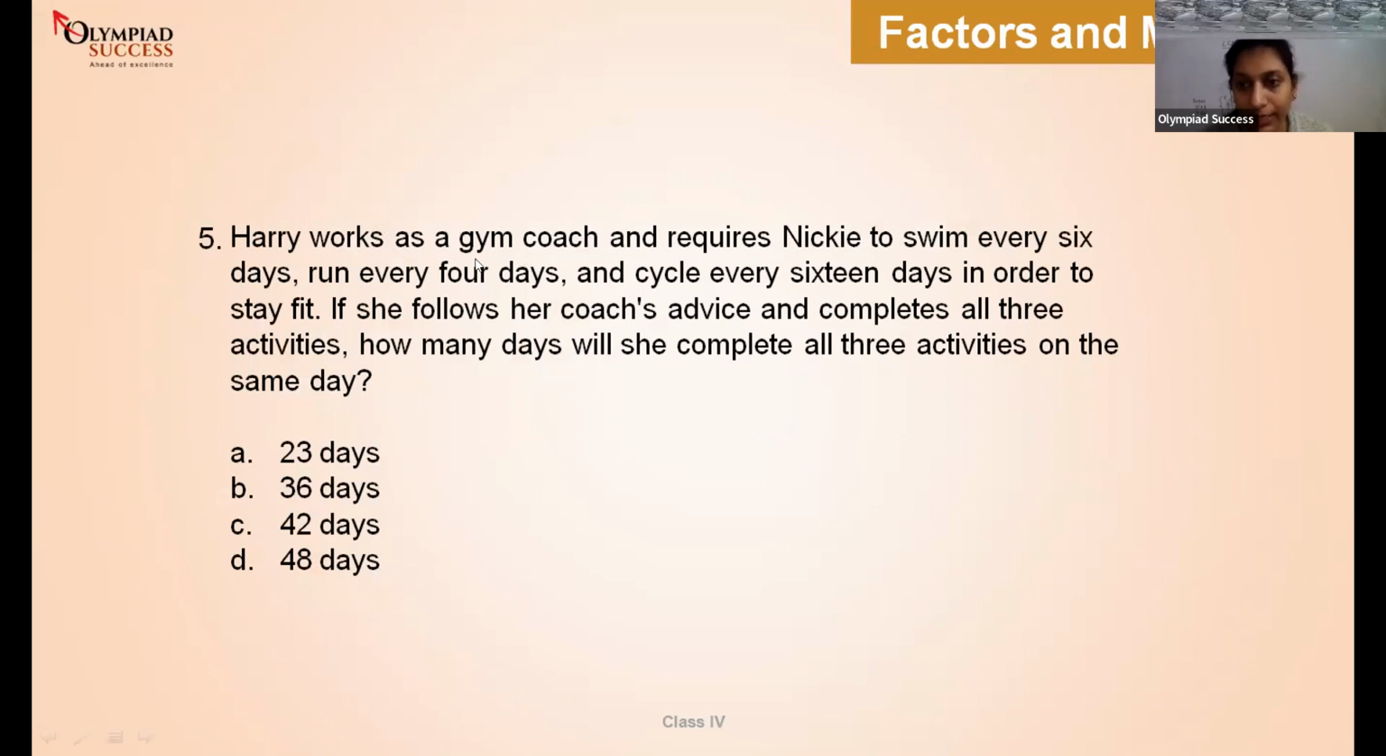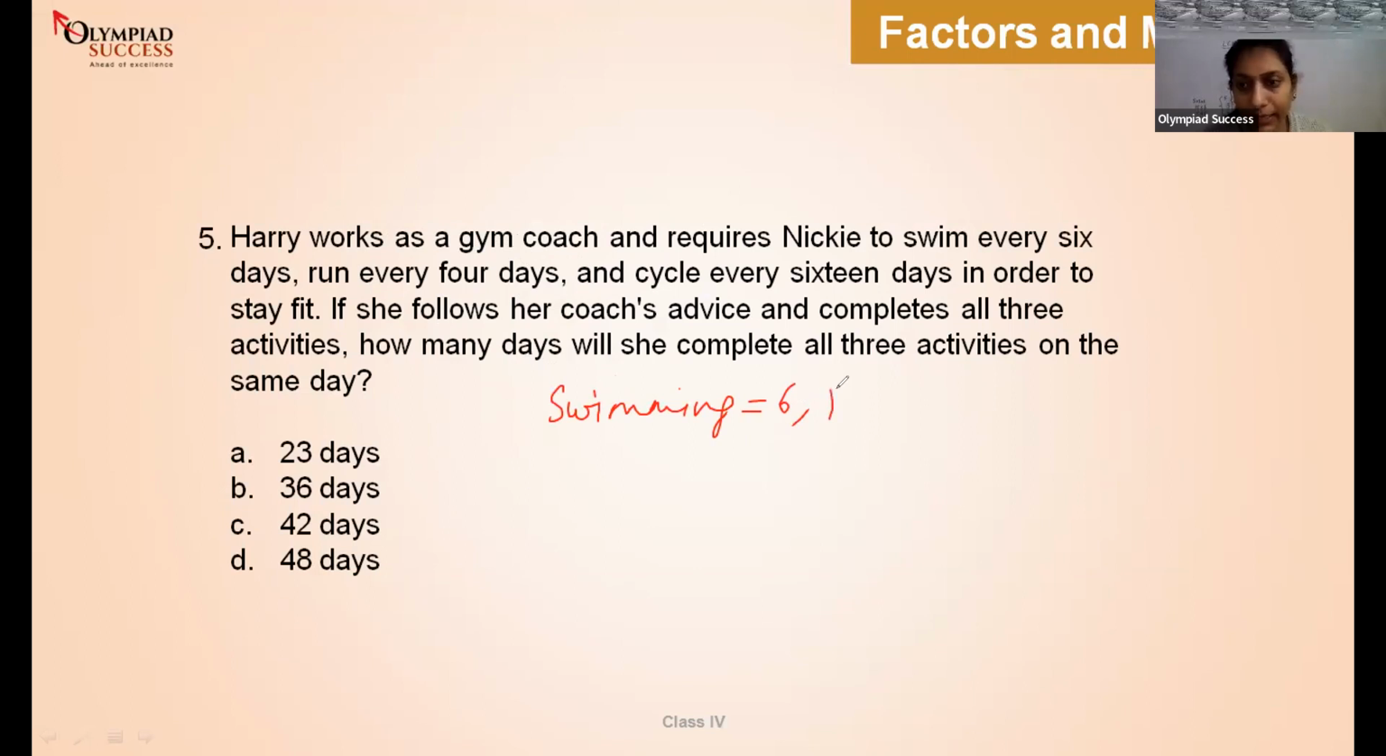See, Harry works as a gym coach and requires Nikki to swim every 6 days, run every 4 days, and cycle every 16 days in order to stay fit. If she follows her coach's advice and completes all 3 activities, after how many days will she complete all 3 activities on the same day? So if she is swimming every 6th day, you have to find the multiples here.